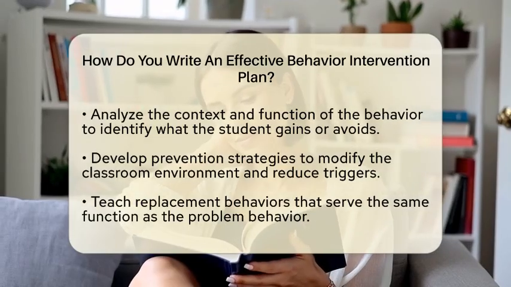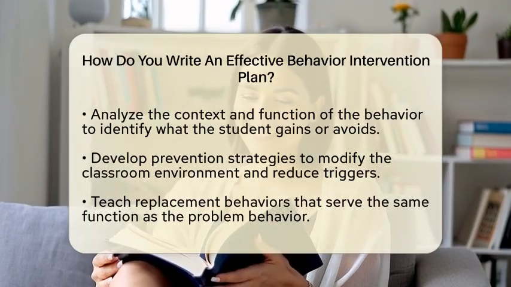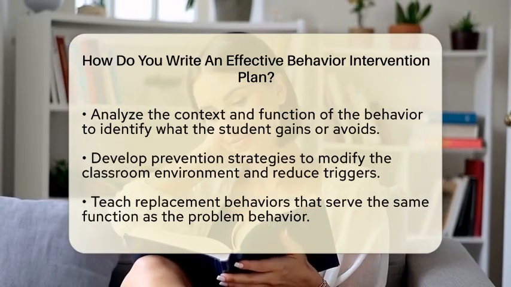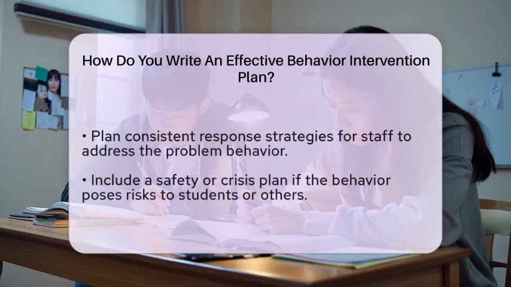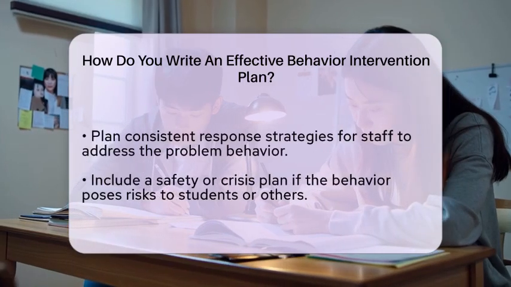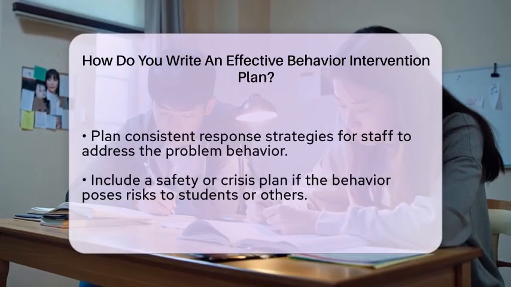Next, teach replacement behaviors. Identify and teach positive behaviors that serve the same function as the problem behavior. For example, teach a student to request a break instead of leaving their seat. Use direct instruction and role-playing to build these skills.